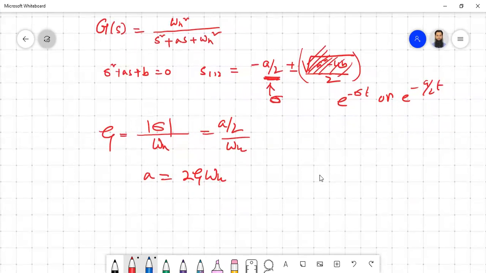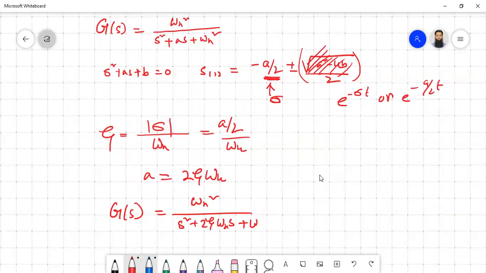So now from that equation, we can find our generalized second order representation: G of s equal to omega n squared over s squared plus twice zeta omega n s plus omega n squared. Okay, so this is your generalized second order system.